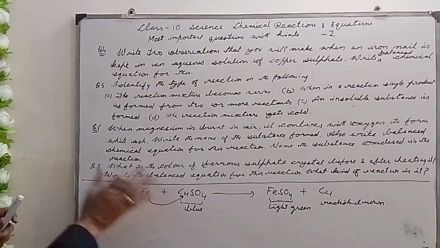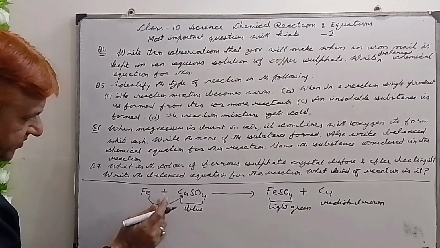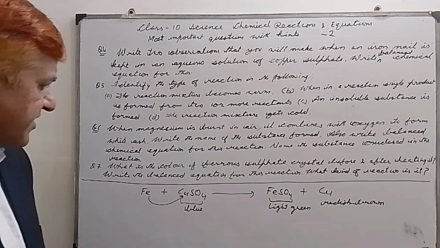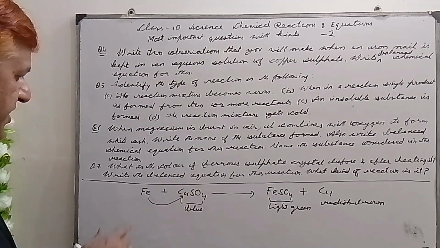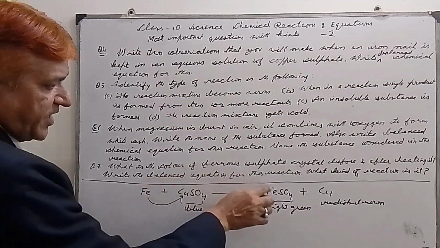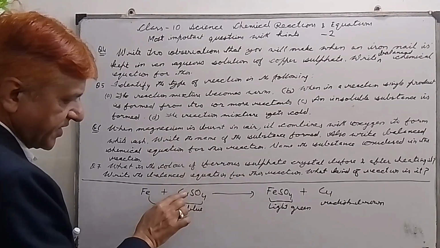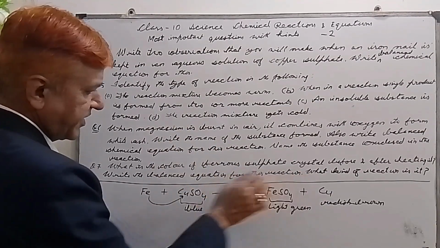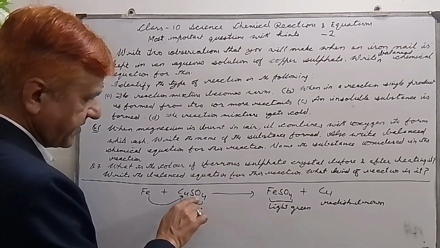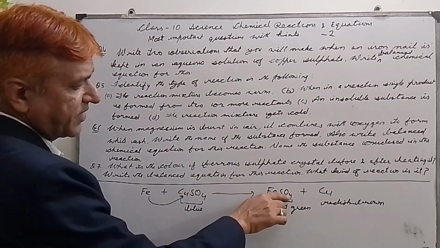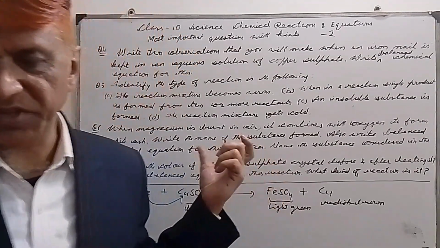Okay. Now you can see here iron. You know the steps of balancing a chemical equation. First we take the metals. So iron, 1 atom in reactants and 1 atom in products. So iron is satisfied. Copper, 1 atom in reactants and 1 atom in products. So copper is also balanced. Sulfate, 1 molecule, sulfate, 1 molecule, sulfate is also balanced. So this, my dear students, is the balanced chemical equation.